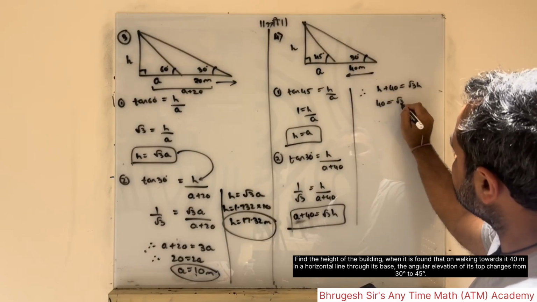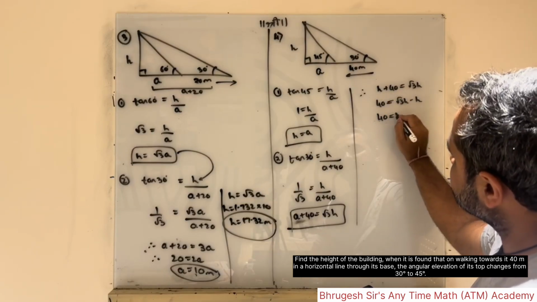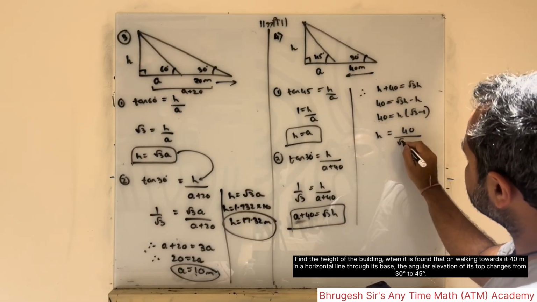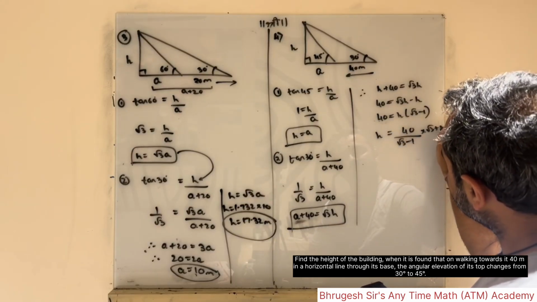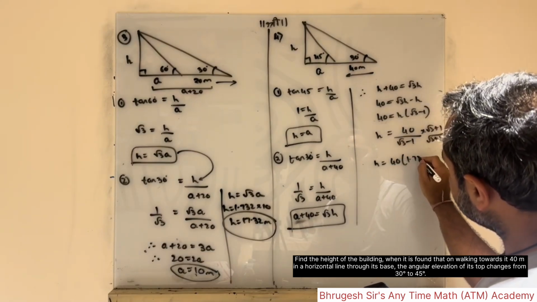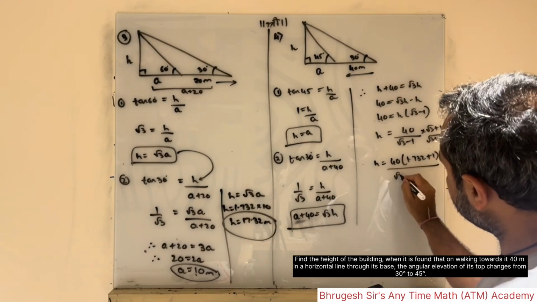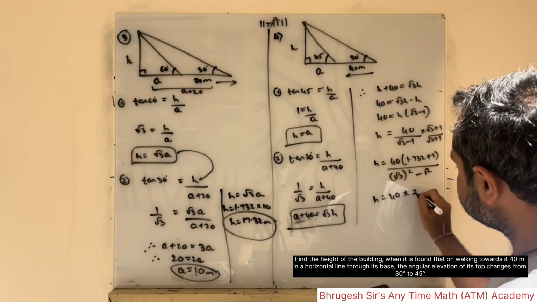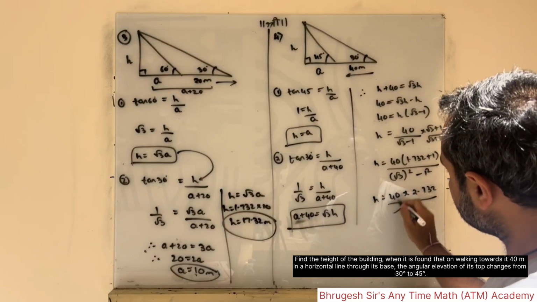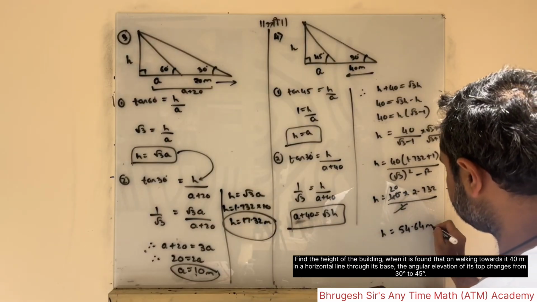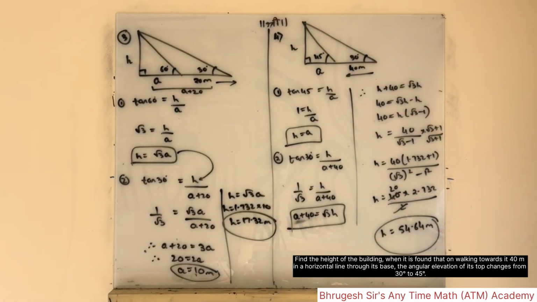40 is equals to root 3h minus h. 40 is equals to h common root 3 minus 1. So h is 40 divided by root 3 minus 1. Multiply by root 3 plus 1, root 3 plus 1. 1.732 plus 1 upon root 3 square minus 1 square. 54.64 meters. Please go through both the sums, more or less on the same line.